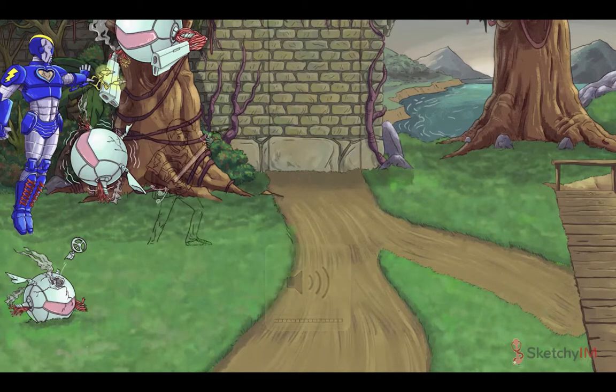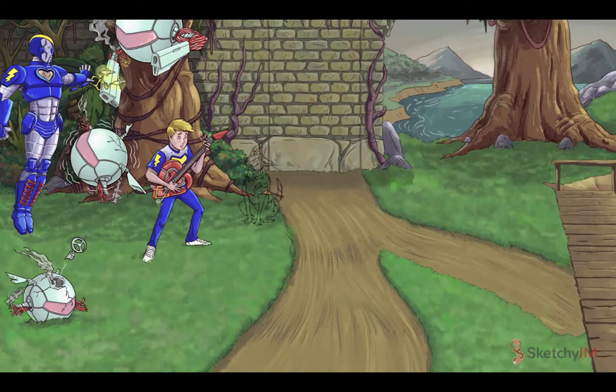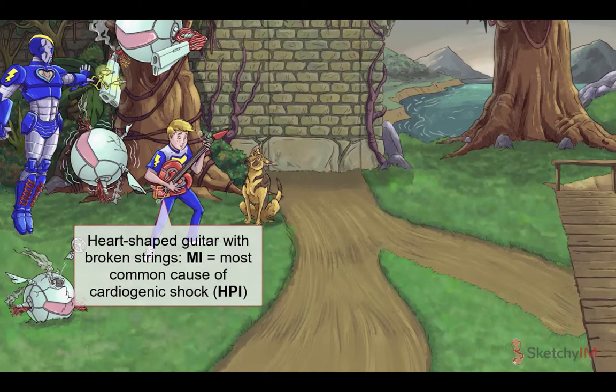While you should be aware of the other causes we've mentioned, the most common cause of cardiogenic shock, by far, is myocardial infarction. At Sketchy, MI is represented by our recurring symbol, the heart-shaped guitar with broken strings being played by Cardio Man's intern. Not off to a great start, kid.